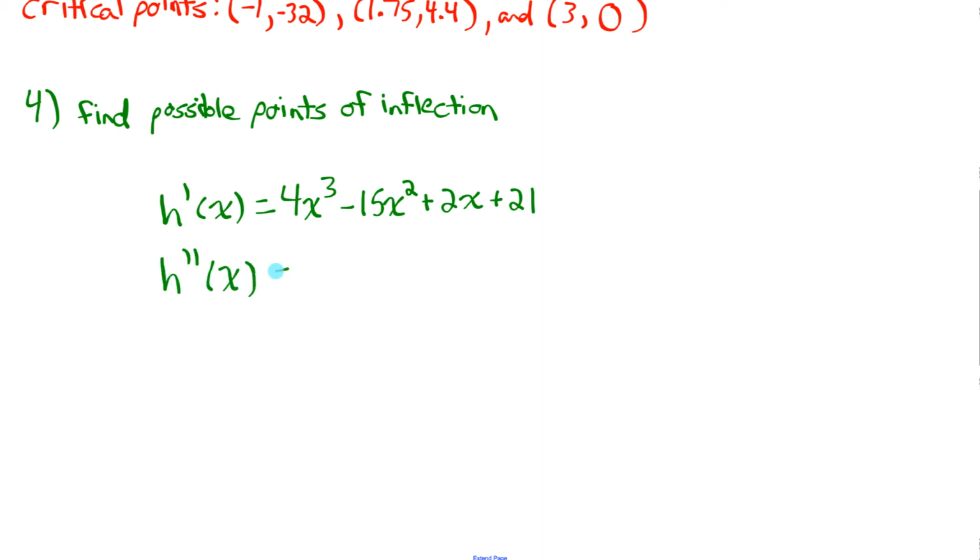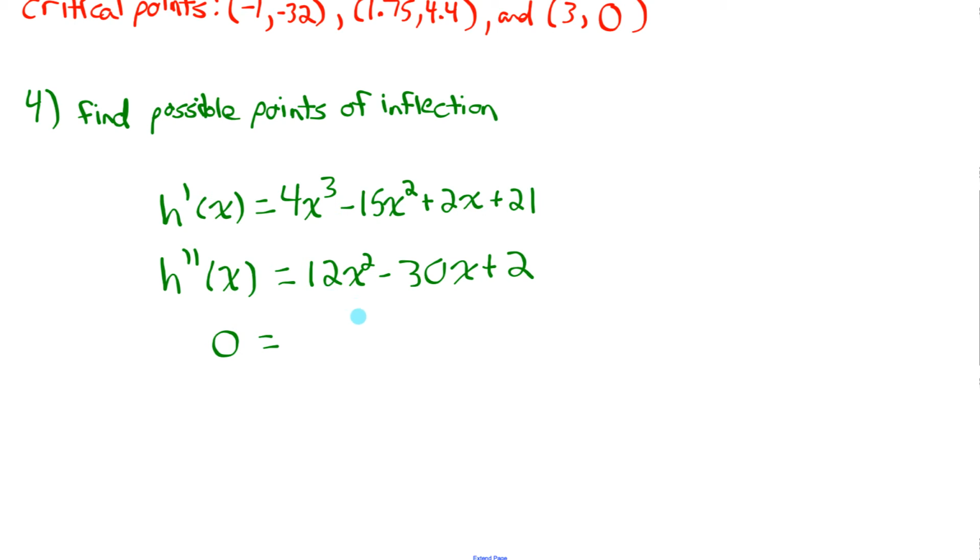I'll use my power rule with each of those terms. I would get 12x squared minus 30x plus 2 plus 0. So there's my second derivative. And I'm interested in when this is 0 or undefined. That will be a possible point of inflection. This is a quadratic. It can't be undefined, but it could be 0. Let's set it to 0 and solve.